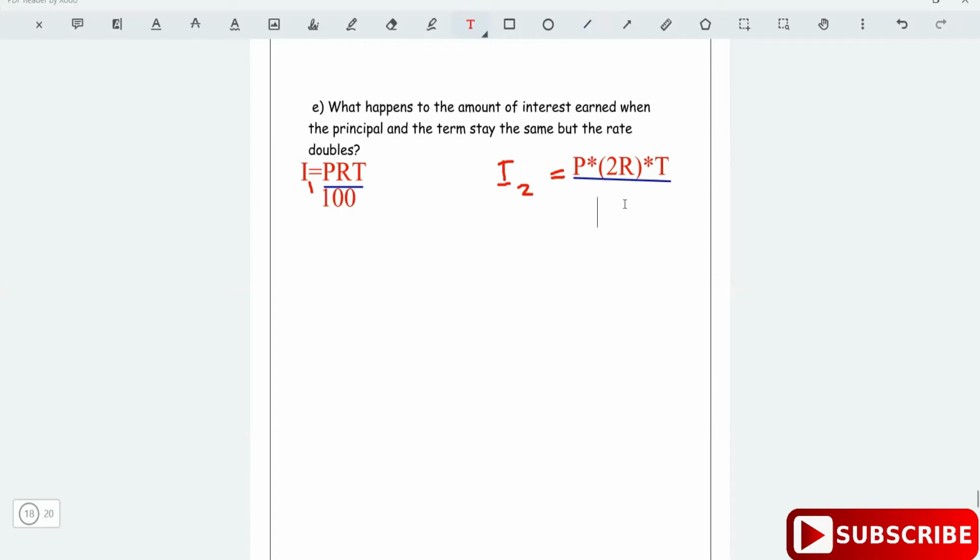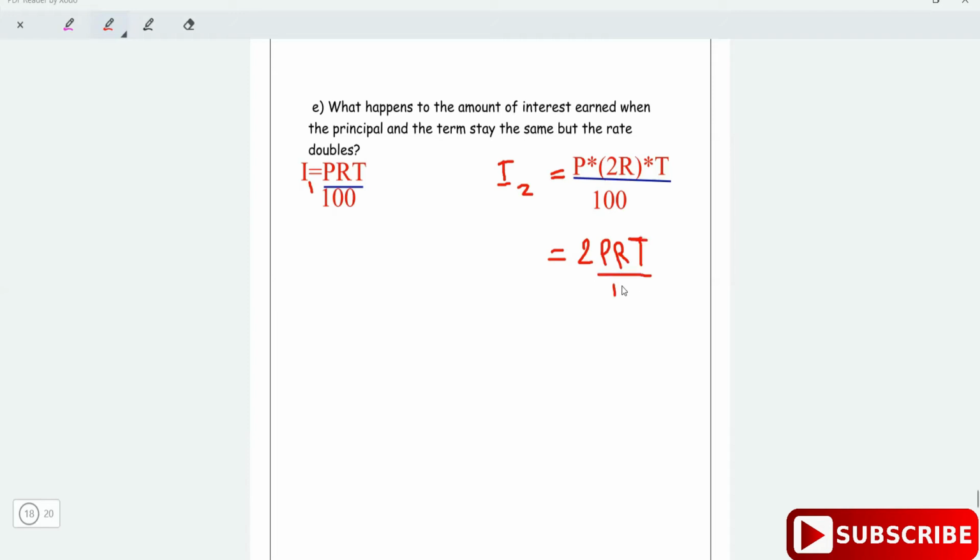So what happened right there? Look at this now. Interest 2 works out to be 2 times P times R times T over 100. But guess what?